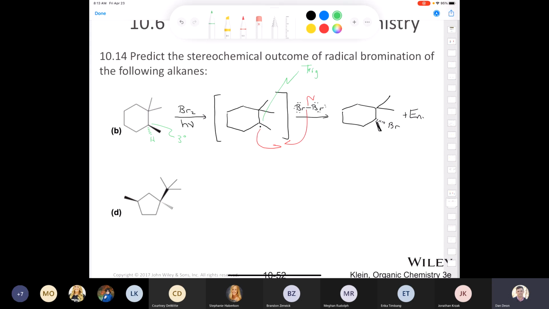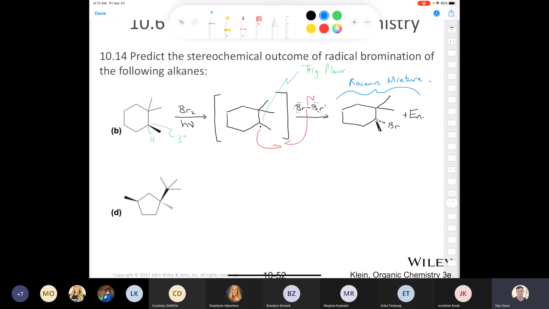this is, again, trigonal planar, and thus the bromination can occur from either face of the molecule. So we end up with a mixture of enantiomers here. So we'll say racemic mixture, okay? Racemic mixture.